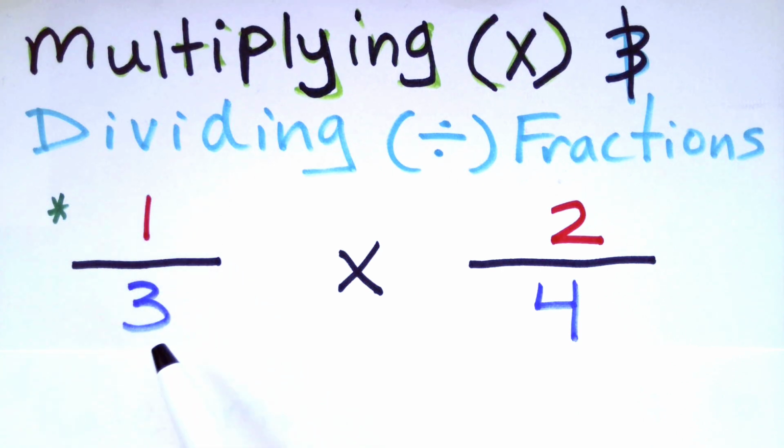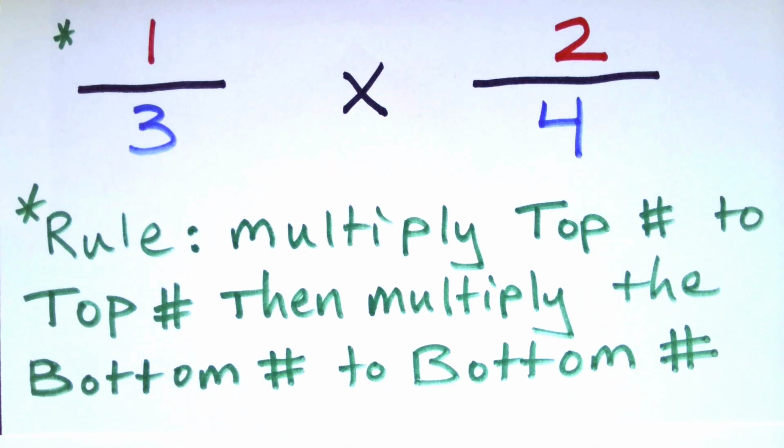We have 1/3 times 2/4. So the rule is when you multiply fractions, you multiply top to top, that's numerator to numerator, and then denominator to denominator, that's 3 to 4. Those are the bottom numbers. All right, so I want to show you the rule here. Multiplying fractions, you multiply top to top, then you multiply bottom to bottom.